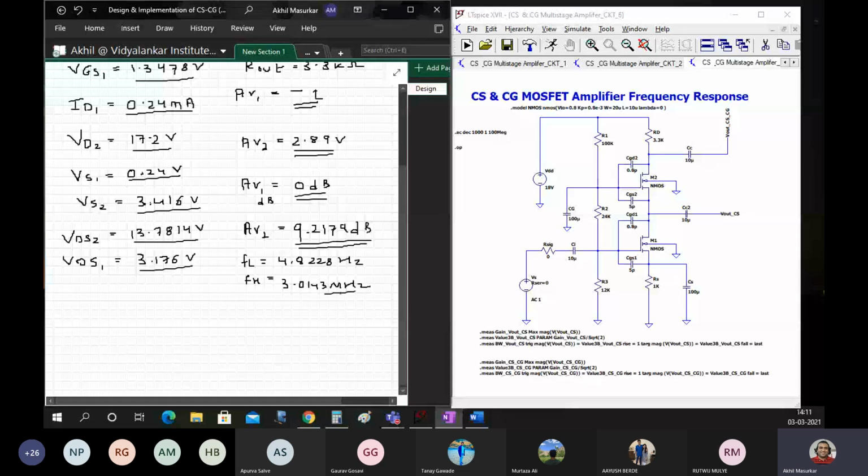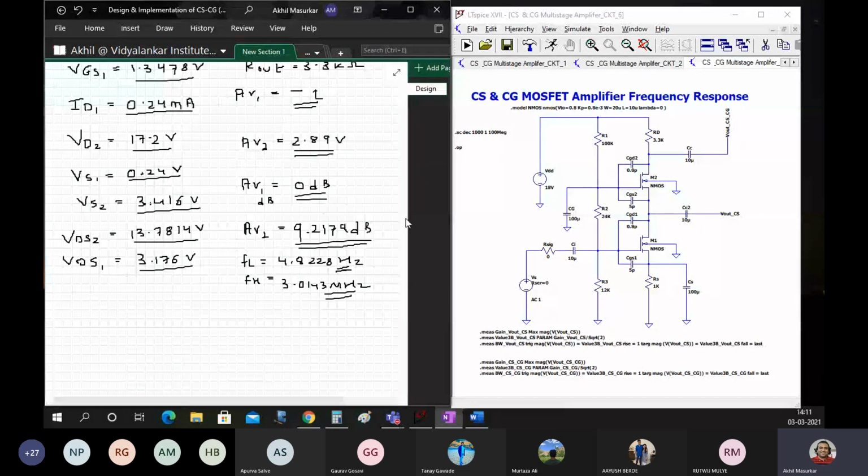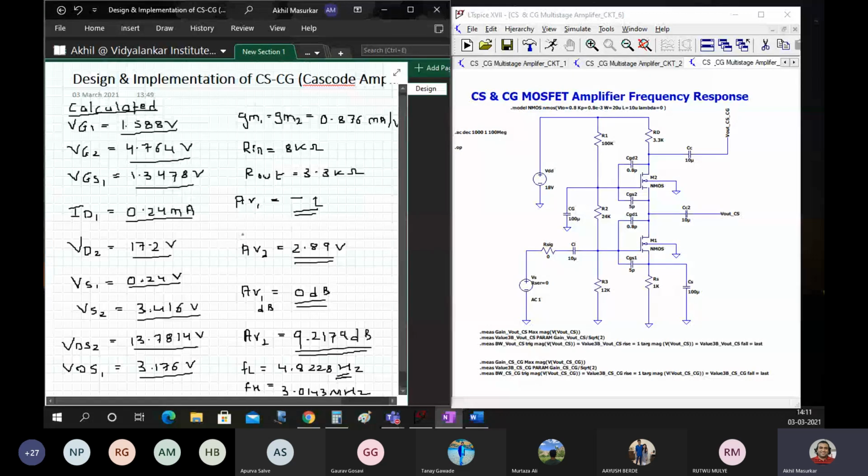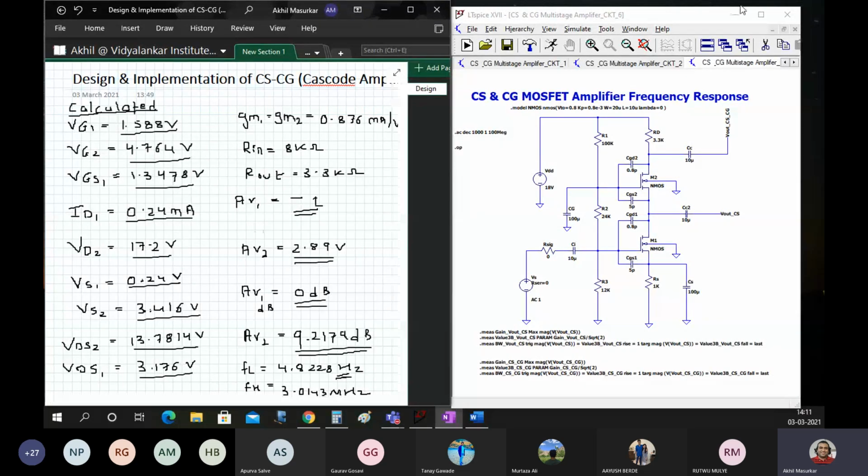Now we want to do the observation. So let us start directly with the LTSpice simulation. Now, in this diagram, I will give you 10 minutes to draw it, and once you are done with this, write done in the chat box.